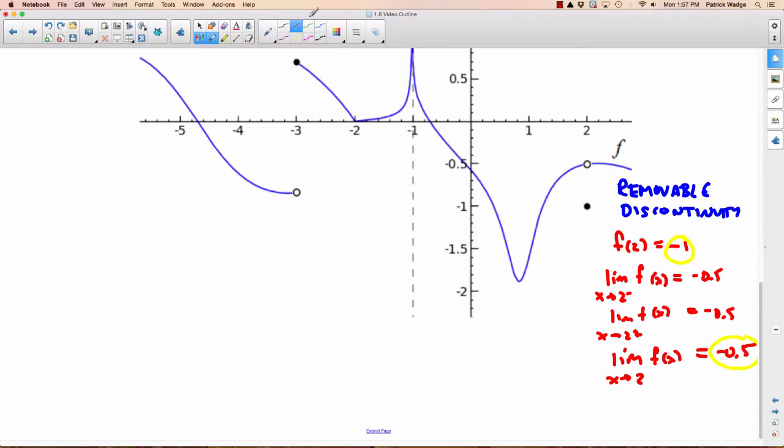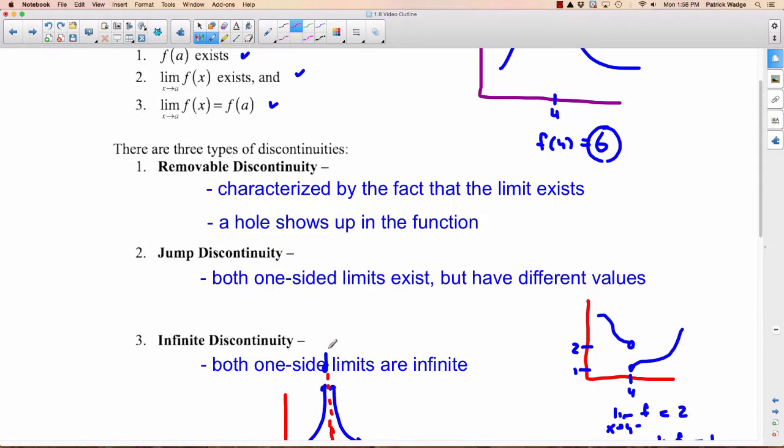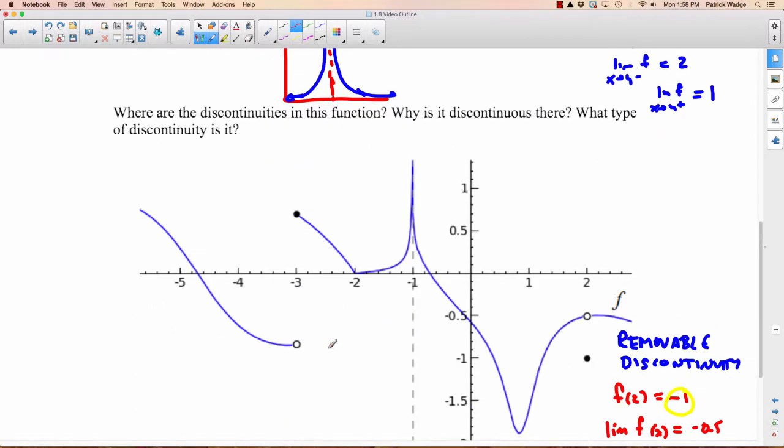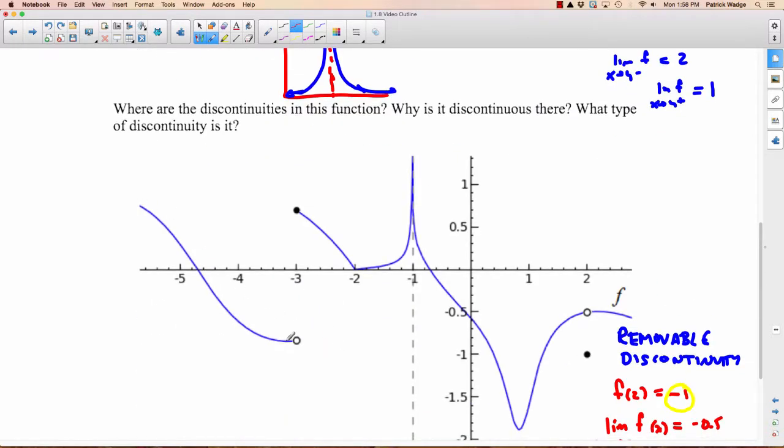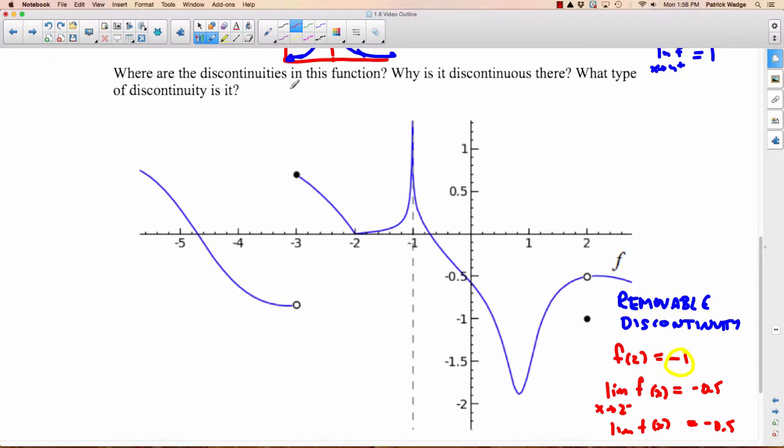I don't know if it's going to help you or confuse you, but you could put something like -1 does not equal -0.5. I don't know, but the key is these two things must be the same as each other. All right, let's go to the jump discontinuity. Which one's the jump discontinuity? This one here, when x equals -3, we're jumping way up here, we're jumping way down there. So again, let's go through our steps here.